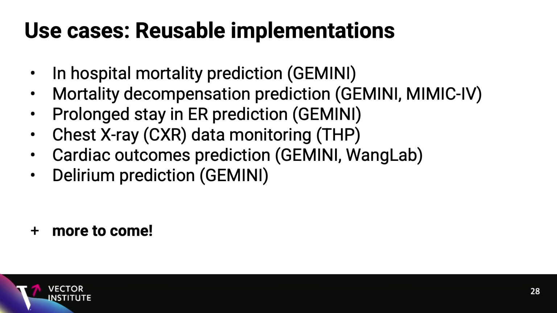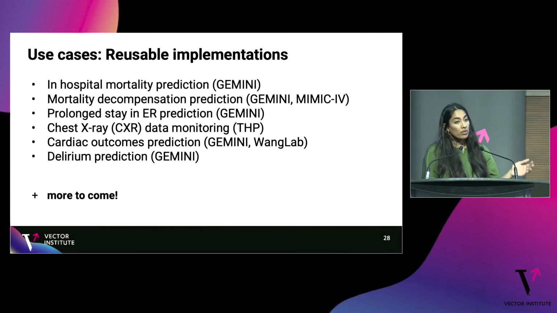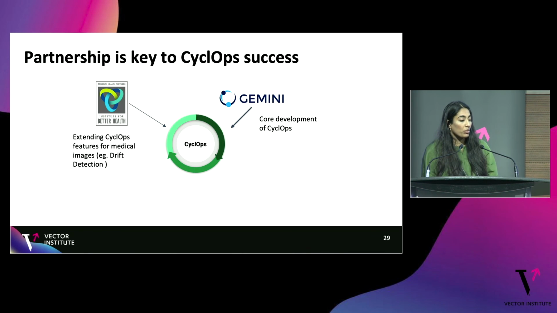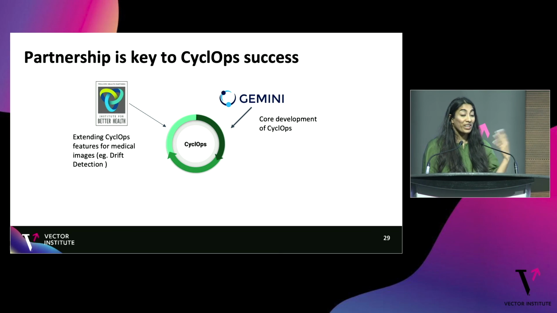Our goal is to build multiple reusable implementations. These are some of the ones we've already built, from mortality prediction to prolonged stay in the ER to chest X-ray data monitoring, and now we're working on delirium prediction. And there will be much more to come. But one thing I want to highlight is this would not be possible without all our collaborators, all our partners. Partnership has really been the key to success for CyclOps.